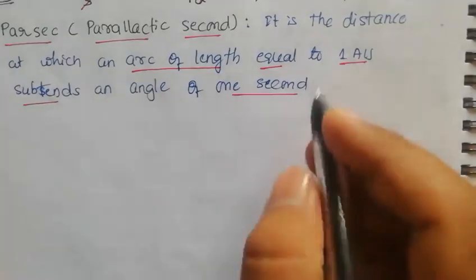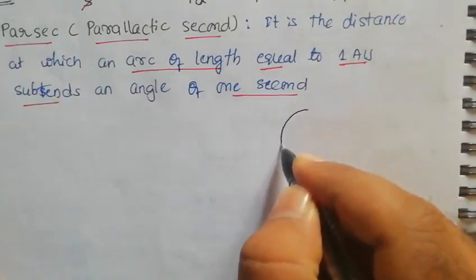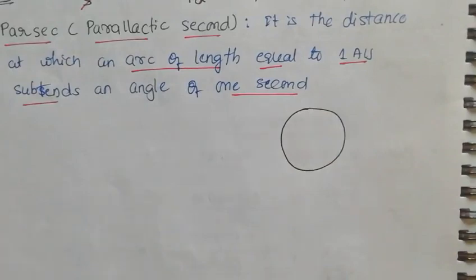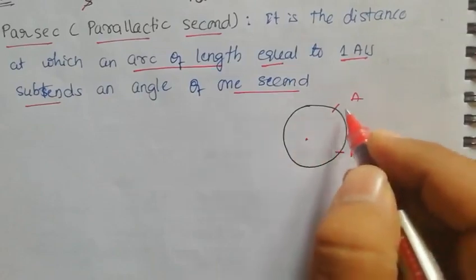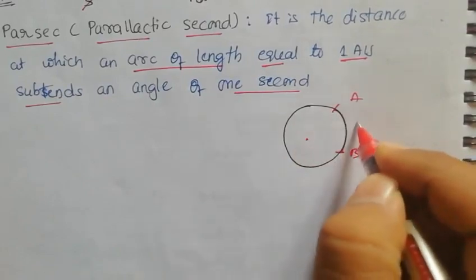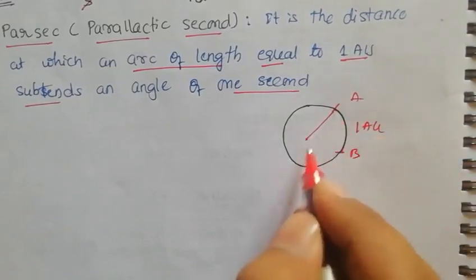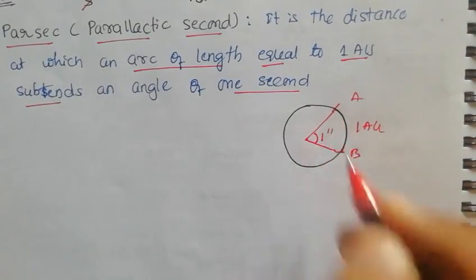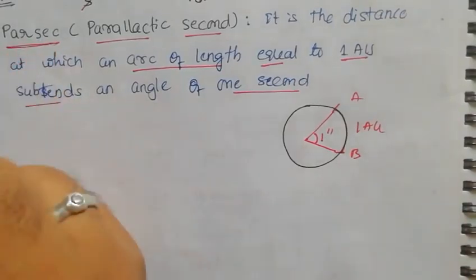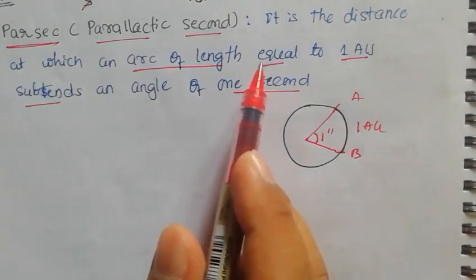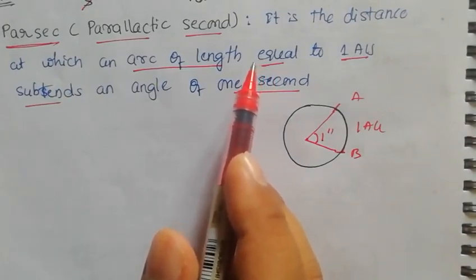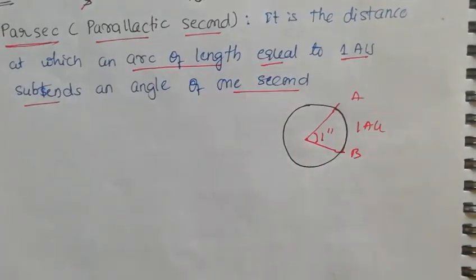Simply, if I draw this, look here. If I take a circle and mention some arc, this is the arc I am going to take, AB. This arc length should be 1 AU, and it will make an angle of 1 second. Then it is what we call a parsec. It is a distance at which an arc of length 1 AU forms an angle of 1 second.